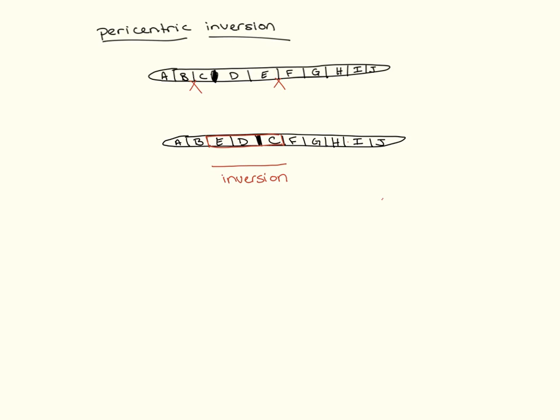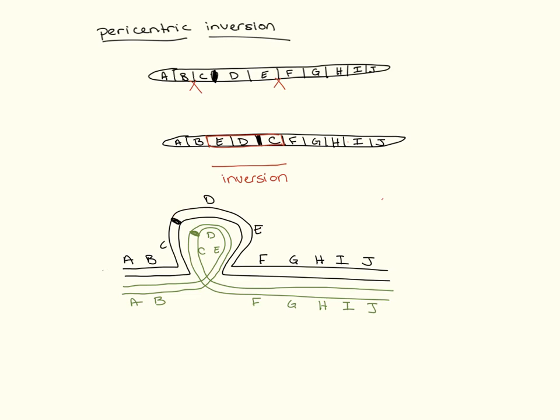And the consequences for pericentric inversion are the same that we saw before. You may have disruptions in gene function if the breaks happen within a gene. You can have position effects with altered regulation of genes that are within that inversion region. Or you can have problems during meiosis. And for pericentric inversions, these problems during meiosis are a little bit different. So let's take a look at the details of what happens here.